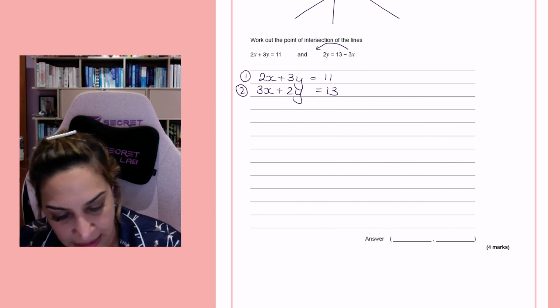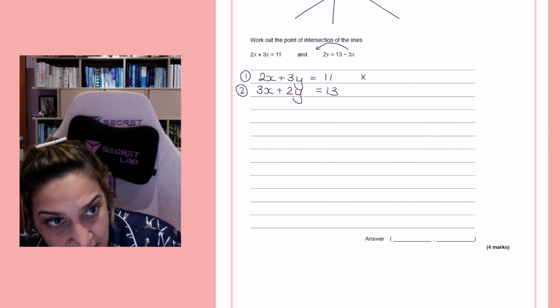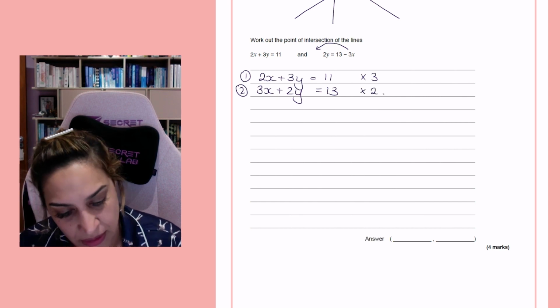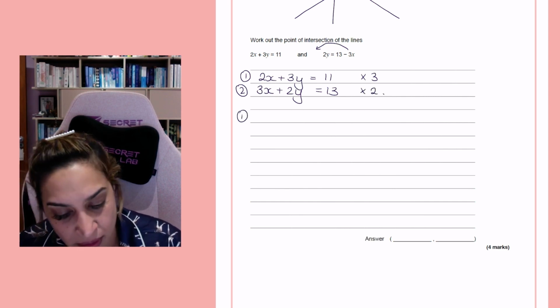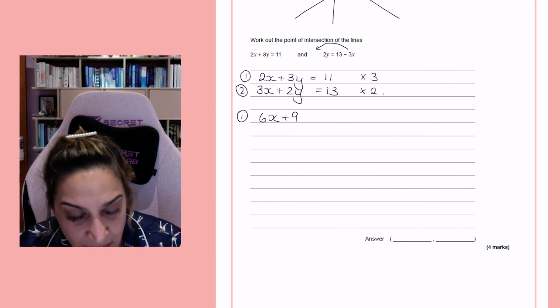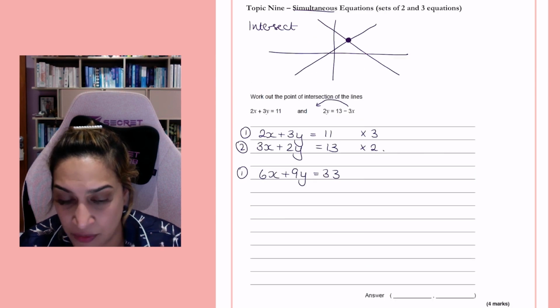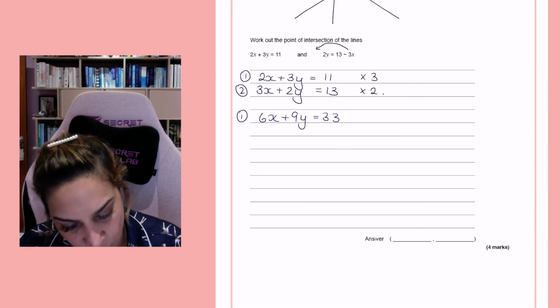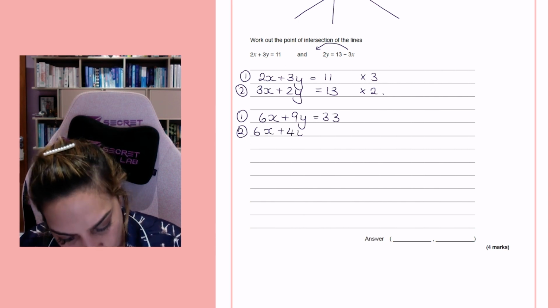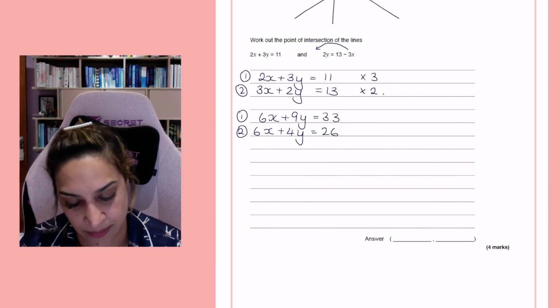So let me say we're going to make the x's the same. I'm going to times that by 3 and I'm going to times that one by 2. So my equation 1 becomes 3 times 2, so it becomes 6x plus 9y equals 33. And my equation 2 becomes 6x plus 4y equals 26.